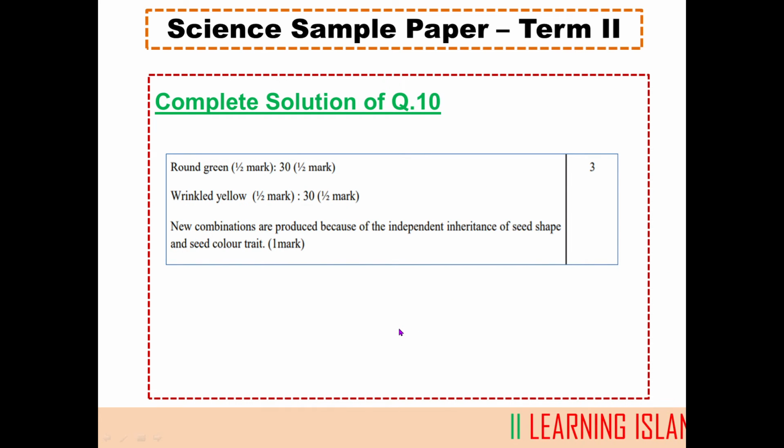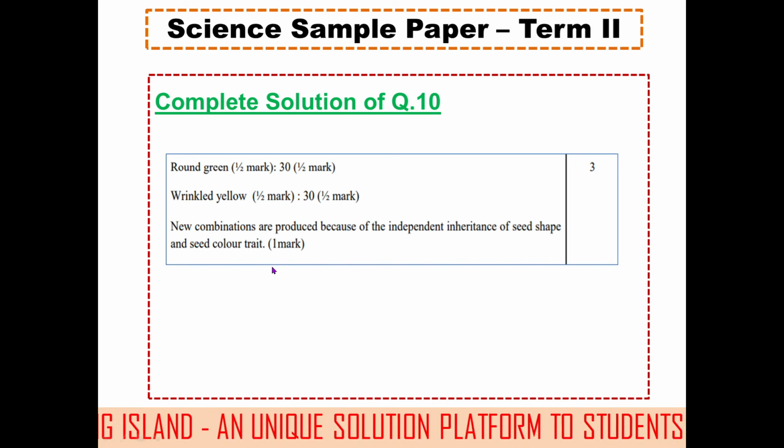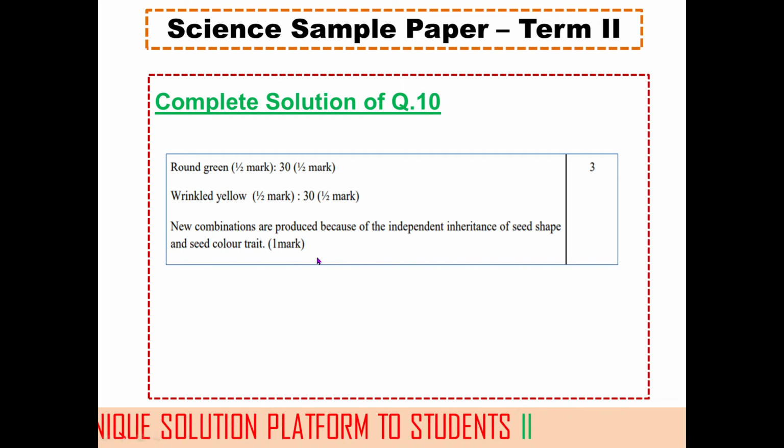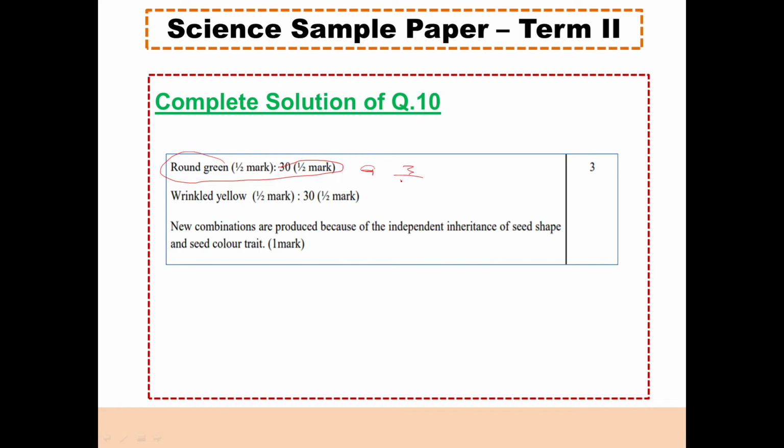You see, new combinations are produced here because of the independent inheritance of the seed shape and seed color traits. Let us see, the combination of red and green will be 30. I have shown you how it has come: 3 by 16 into 160. Here also wrinkled yellow has come by this formula. So hope you understand this.